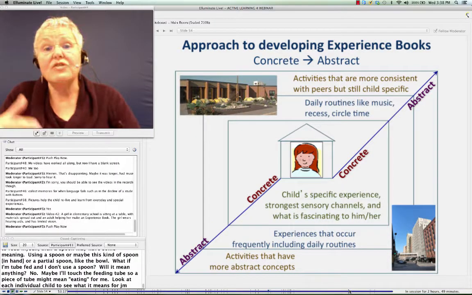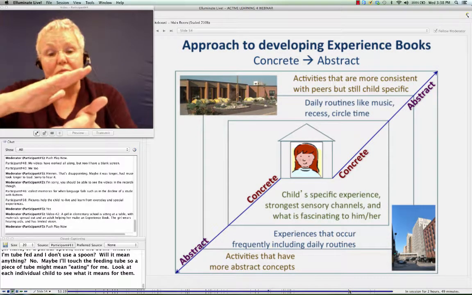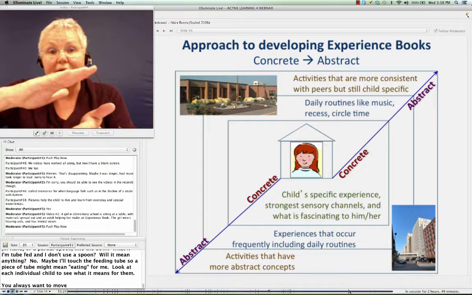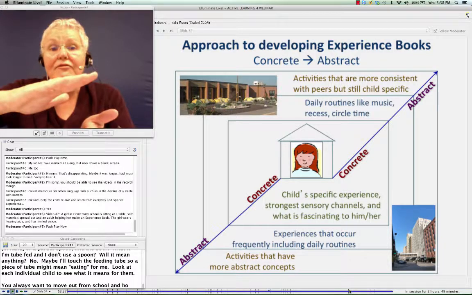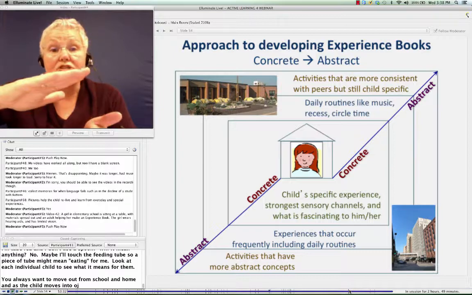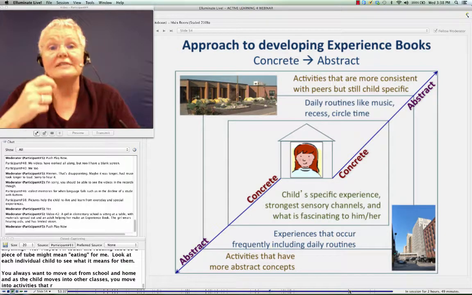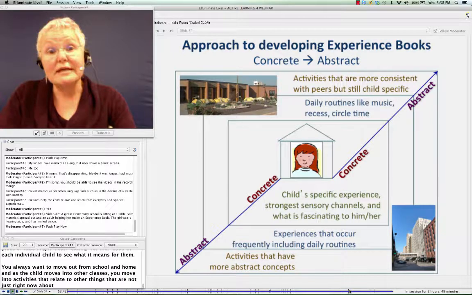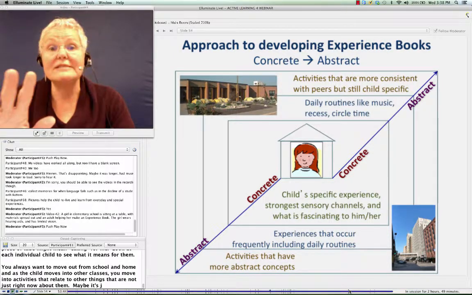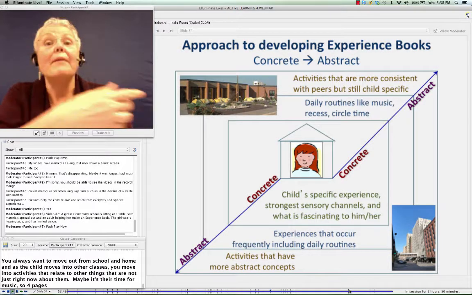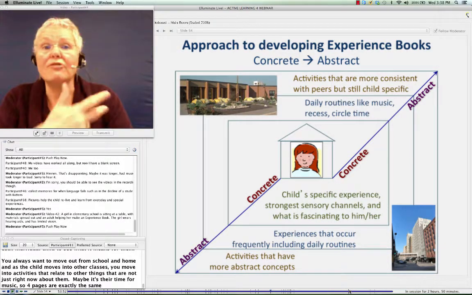And you're always wanting to move out from home and school and the very classroom, and as the child moves out into other classes, you get further away and you're able to do activities and make books that relate to other things that are not just right now about me. It might mean it's my time in music, and maybe 3 of the 4 pages that we make are exactly the same as the other 2 students that I'm with. But the 4th page is different for all 3 of us.